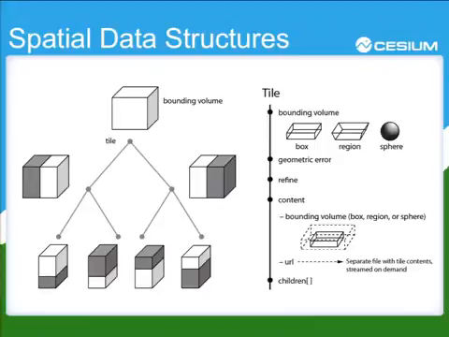Okay, so that covers pretty much the tileset.json and the tiles, and I'm going to go into more detail about how you might want to subdivide your data. This picture shows the generic tree structure and the different bounding volumes it can support. Each tile can be represented by a box, a latitude, longitude region, or a sphere.